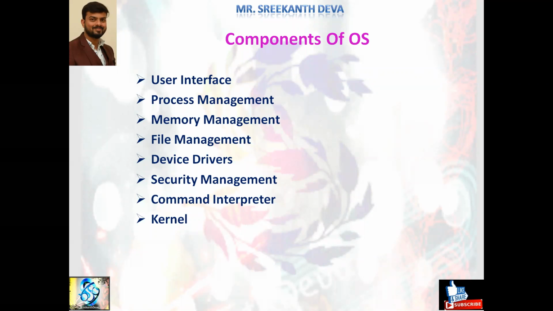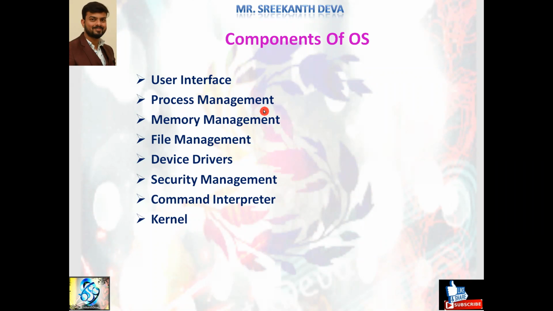Okay, the best example is DOS, disk operating system, which provides a command line interface, whereas a Windows based operating system provides a GUI, graphical user interface. Coming to process management, it is responsible for creation and deletion of processes, suspension and resumption of processes, providing mechanisms for process synchronization, and providing mechanisms for deadlock handling. We'll discuss in detail in the process management topics.